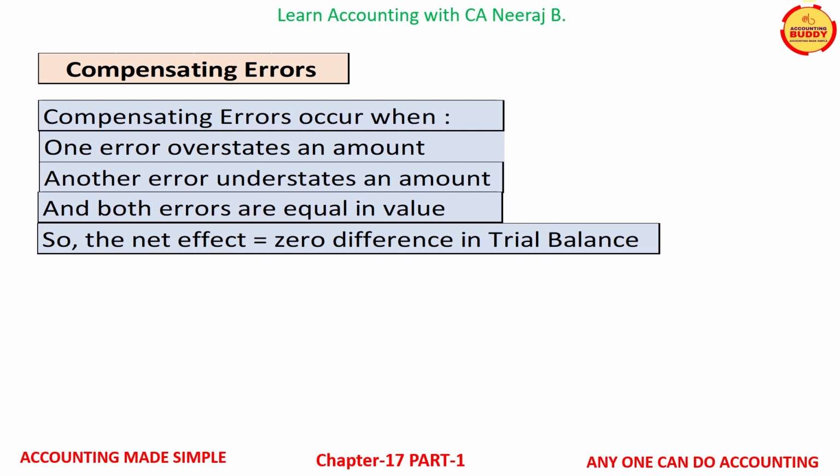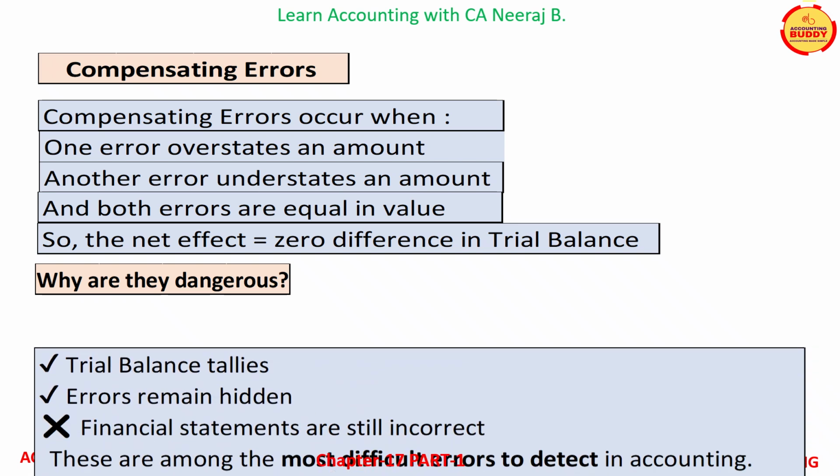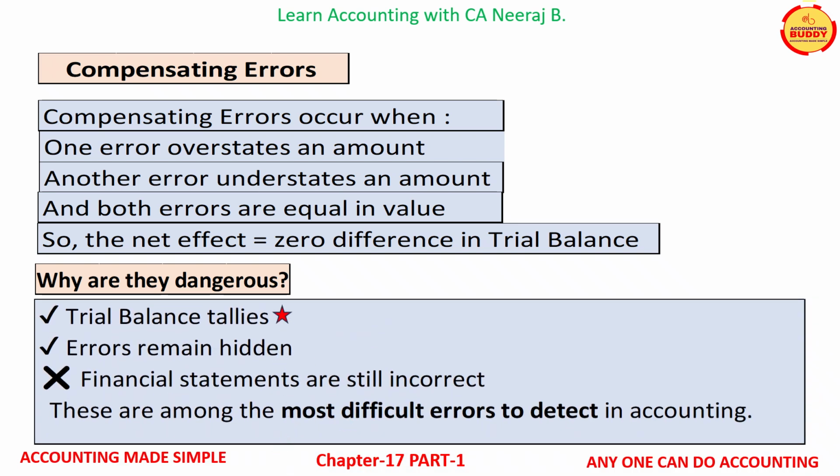These compensating errors are considered to be the most dangerous errors in accounting because the trial balance tallies, making it difficult to imagine the existence of any error in the accounting. Since one error compensates the effect of another error, such errors remain hidden and are very difficult to find out. Though the trial balance tallies, however, as a result of such errors, the financial statements are still incorrect. These are the most difficult errors to detect in accounting.